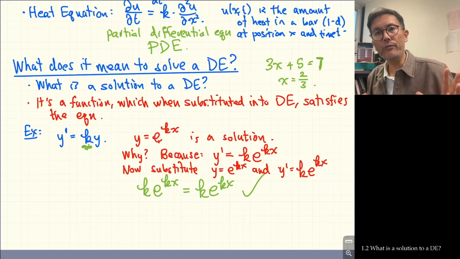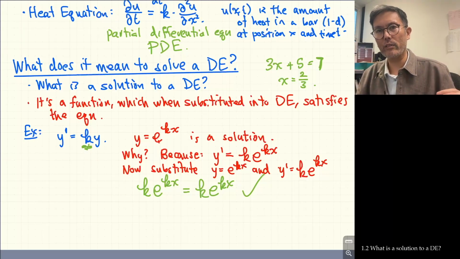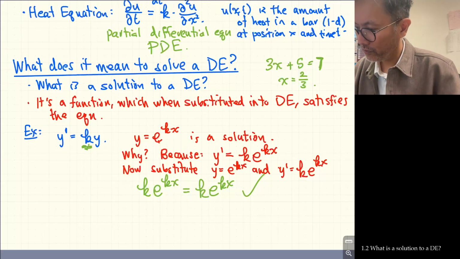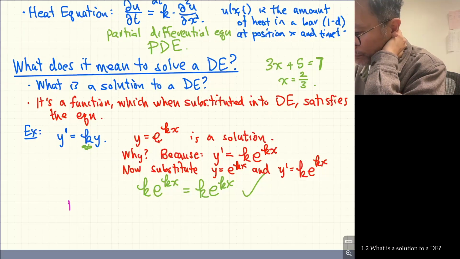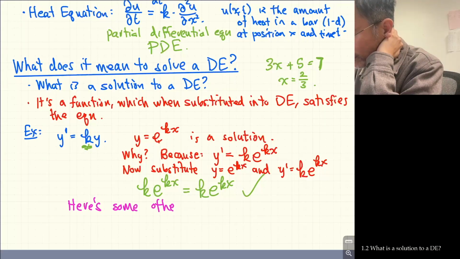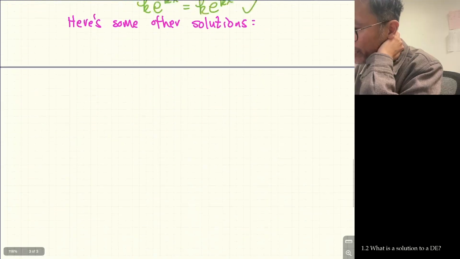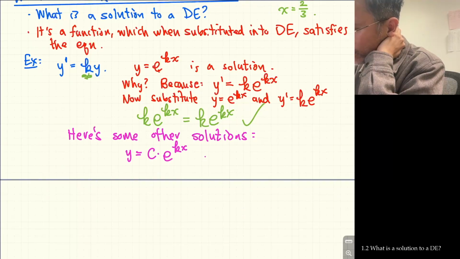And maybe it would behoove you to just pause the video and think about what are some other solutions to this differential equation. But in any case, I won't leave you in suspense. Here are some other solutions. What if I took, oh, I'm running out of paper here. I'll just do this. Y equals c times e to the kx, where c is a constant.